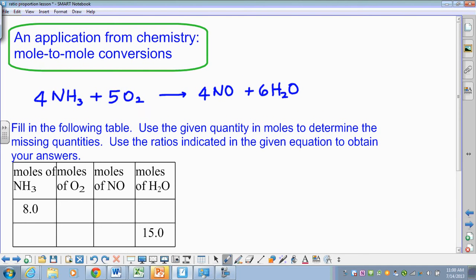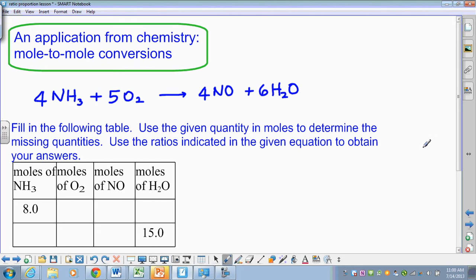Okay, we have another example that is somewhat similar. So this time a more complicated looking equation, but the idea is still the same. You have 4 moles of NH3 or ammonia plus 5 moles of oxygen, resulting in 4 moles of nitrogen oxide and 6 moles of water.